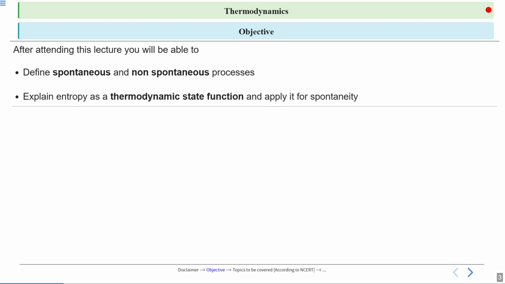If we are done with that, then we will try to define the criteria for spontaneity. And that criteria would be entropy, which is again a new thermodynamic state function. We'll use this to define spontaneity, or I would say we'll try to define spontaneity with the help of entropy.